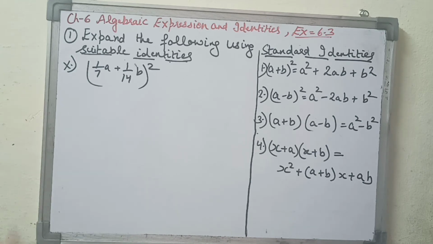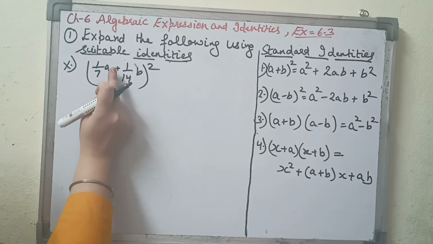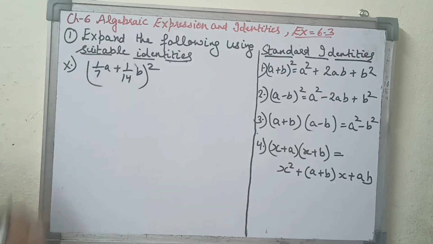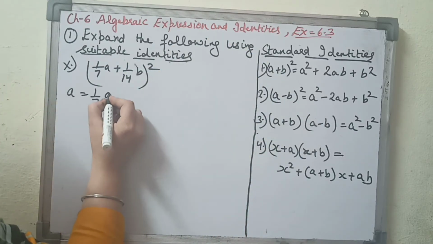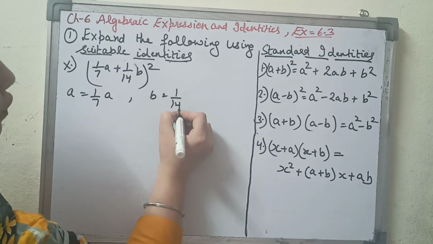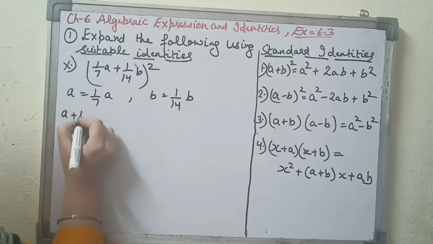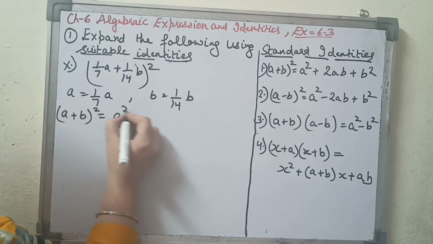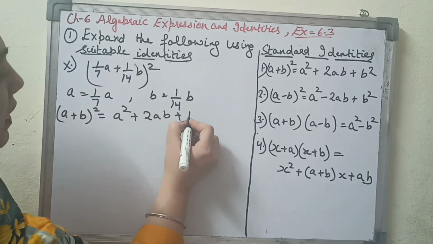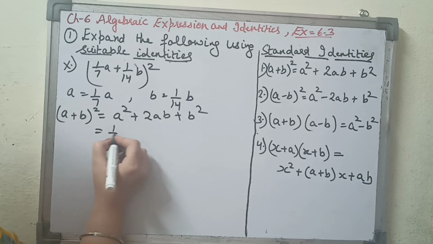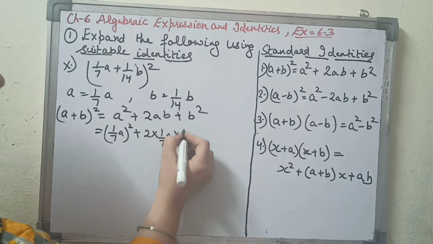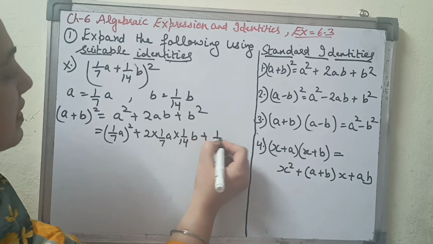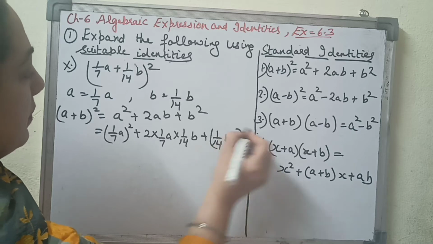And the next part is (1 over 7a plus 1 over 14b) whole square. Now again there is a positive sign between the first and second term. So we will make use of first identity. Let us take a as 1 over 7a, b as 1 over 14b. Now using the identity, that is (a plus b) whole square, it is a square plus 2ab plus b square. Put down the value here, that is (1 over 7a) whole square plus 2 into 1 over 7a into 1 over 14b plus (1 over 14b) whole square.